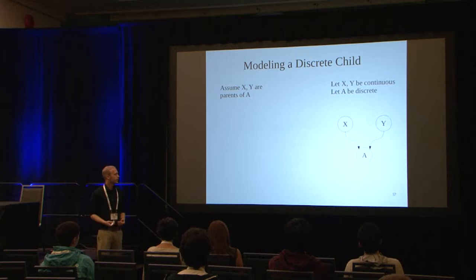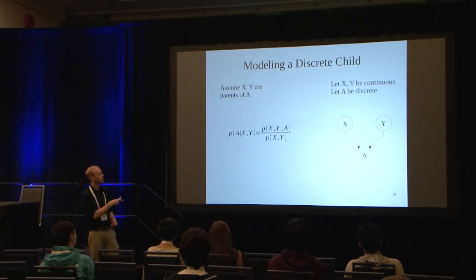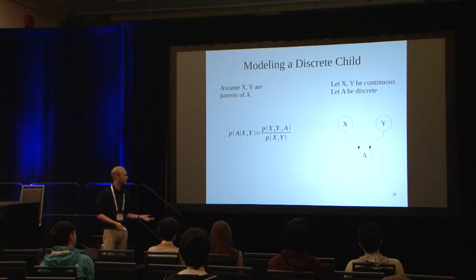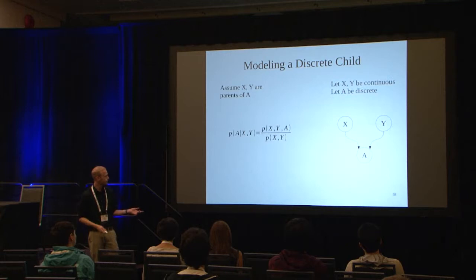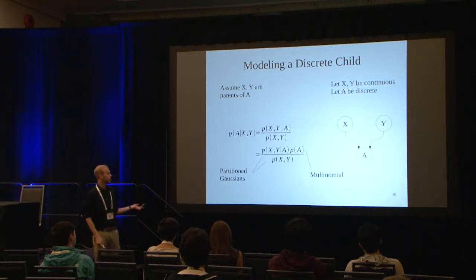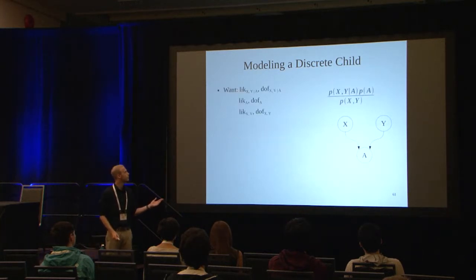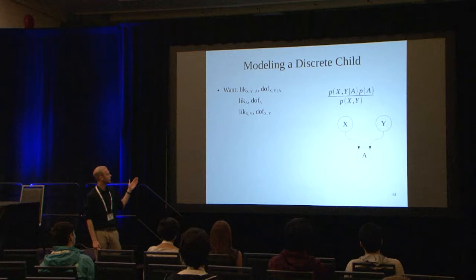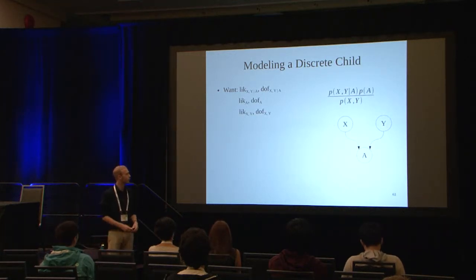So when we're modeling a discrete child, we're going to do pretty much the same thing. Let's assume we have x, y continuous, a discrete, and a is the child in this case. We can calculate the probability of a given its parents as follows, which we can rewrite in this way. Now we have partition Gaussians and a multinomial distribution. So now we have three different sets of terms that we're going to want to calculate.